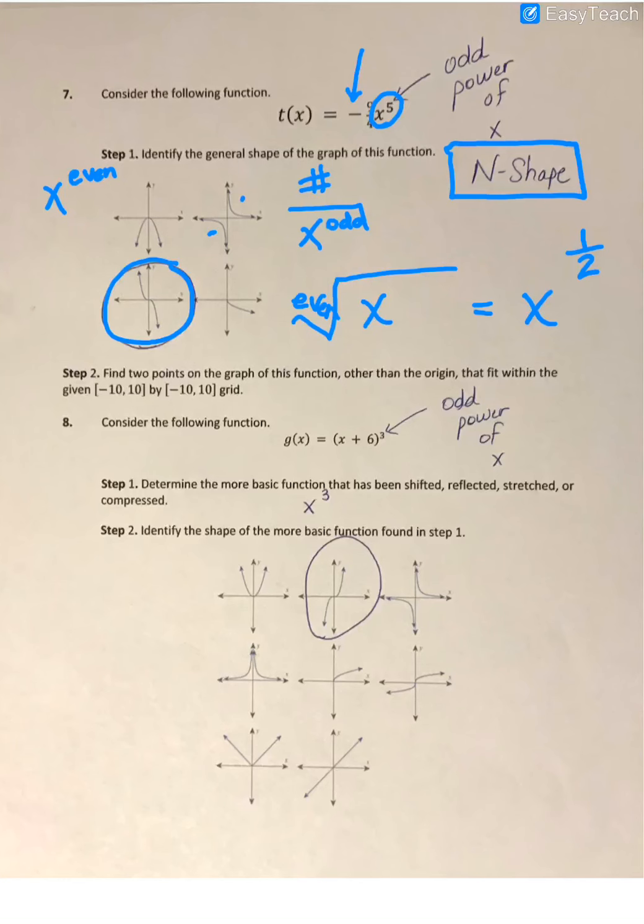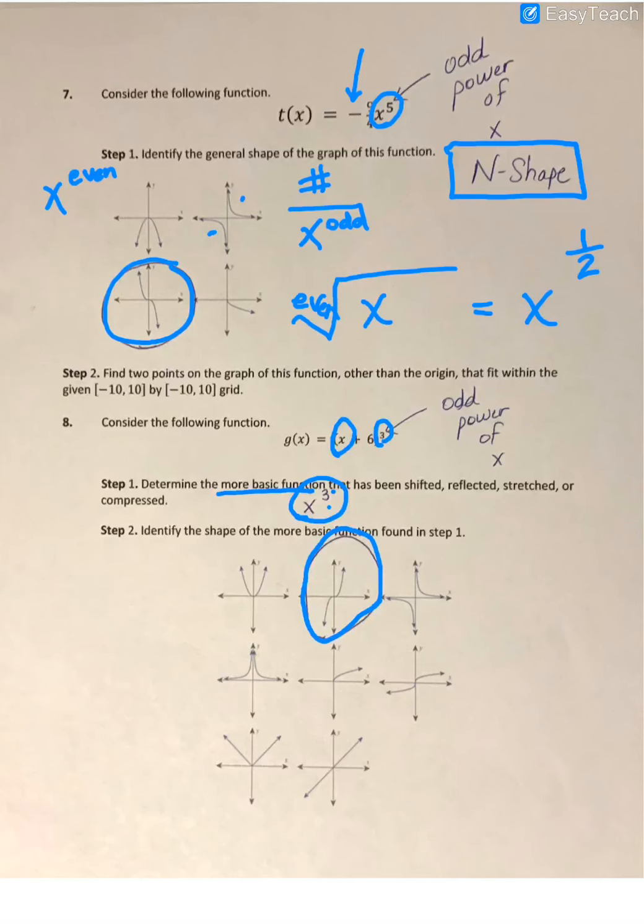On number 8, they asked me to consider the following function, and they first want me to name the more basic function. So if you look at what they're doing to the x, the fact that they're raising it to the power of 3, that's all they're wanting there. And then based on that, not the original entire function, just based on this basic function, they want to know the shape. So once again, odd powers of x, they produce n shapes like we have here.